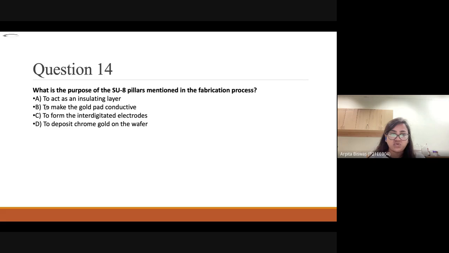What is the purpose of SU8 pillar mentioned in the fabrication process? The first option is to act as an insulating layer. The second option is to make the gold pad conductive. Third option is to form the interdigited electrode. And the fourth option is to deposit the chrome gold on the wafer. So please go through the question carefully and try to give the right answer.